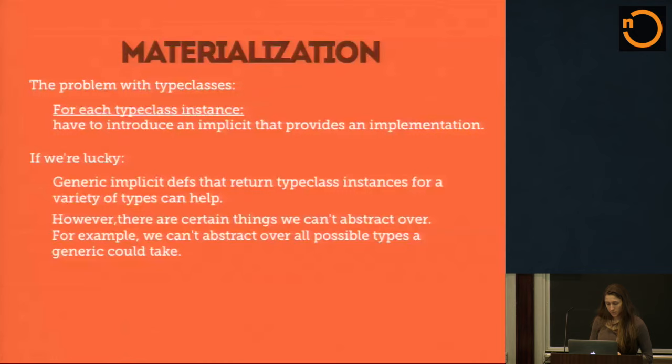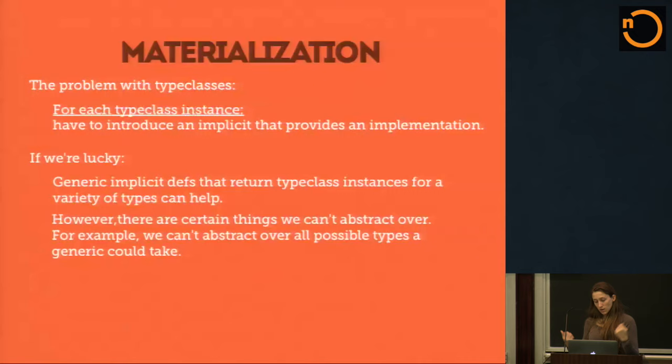Sometimes you can make a generic function, or a generic implicit def, return a type class for some range of types, and that can help by reducing boilerplate. But sometimes there's just no way to use an implicit generic function to abstract over the tedium of writing type class instances. For example, we can't abstract over all possible types that a generic could take. And this is, for example, in the serialization framework that Eugene and Philipp Haller and I worked on. Of course, there's no way to know every possible type that you are going to need to generate serializers for.